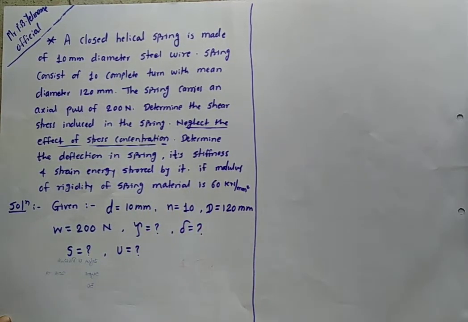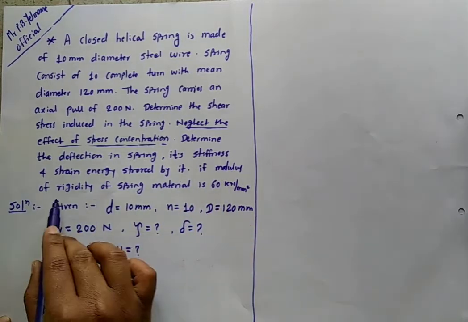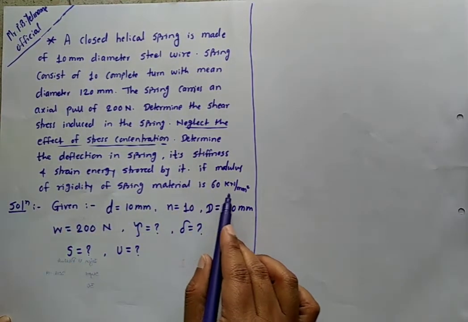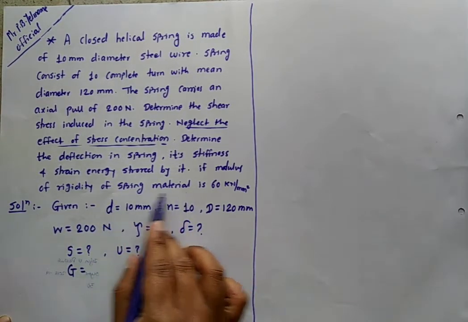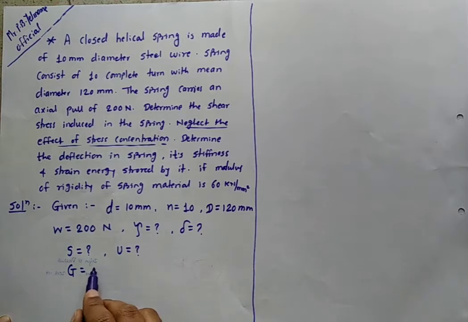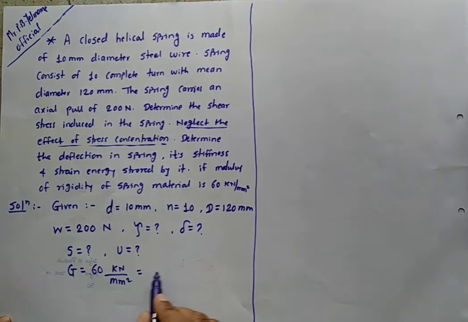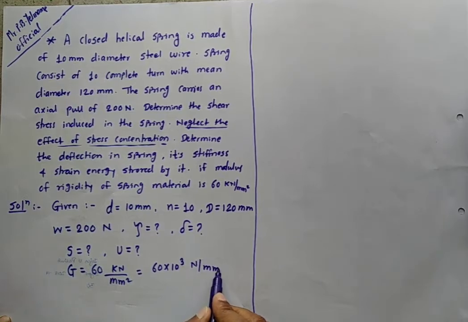If the modulus of rigidity of the spring material is 60 kilonewton per mm square, meaning the value of capital G is the modulus of rigidity, we have to convert it into Newton per mm square by simply multiplying by 10 raised to 3.